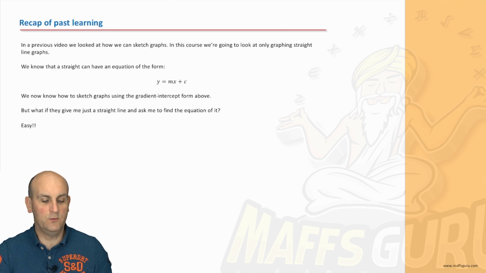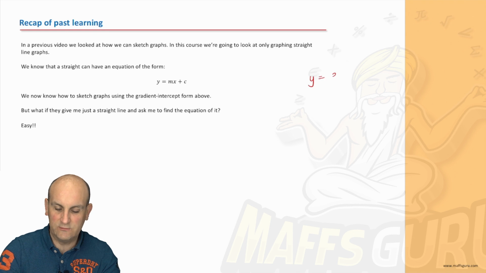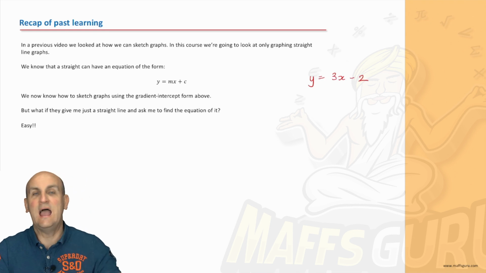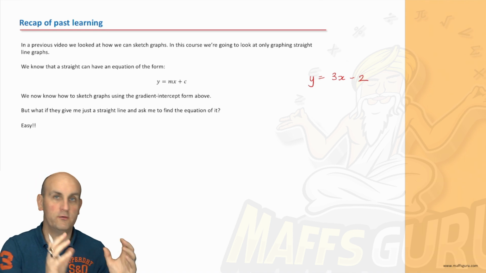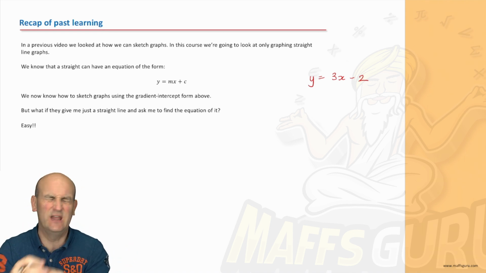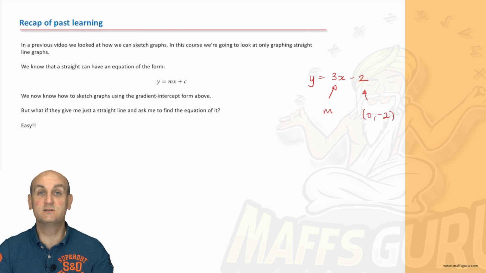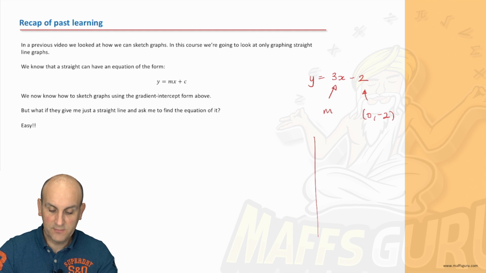So in a previous video, we looked at the idea of being given an equation, say y is equal to 3x minus 2, and how I would draw that. Well, I could draw a table of results, create values and plot it. Or like I did in the last video, we know that there is the gradient, and we know that there is a coordinate, which is 0, minus 2. And I can actually use that to sketch a graph.